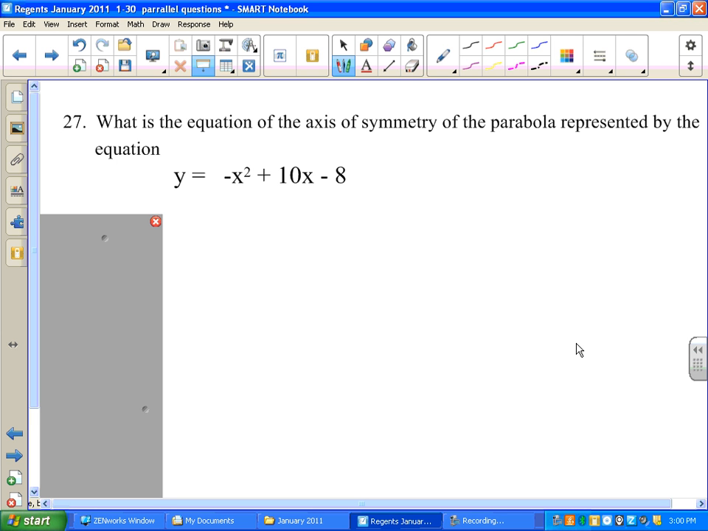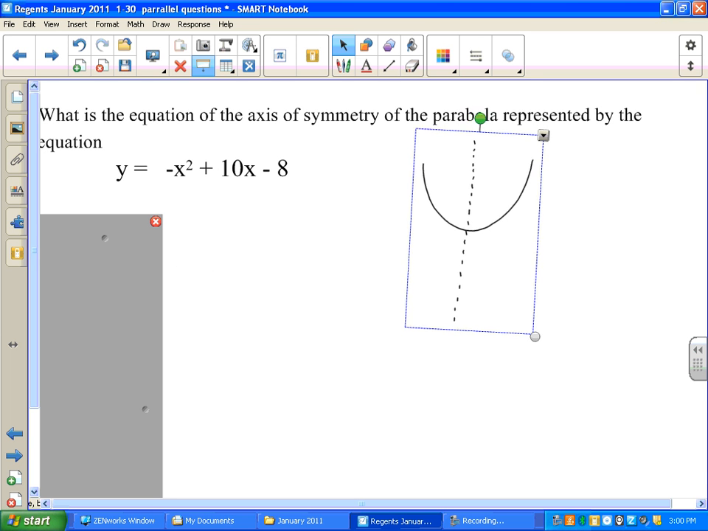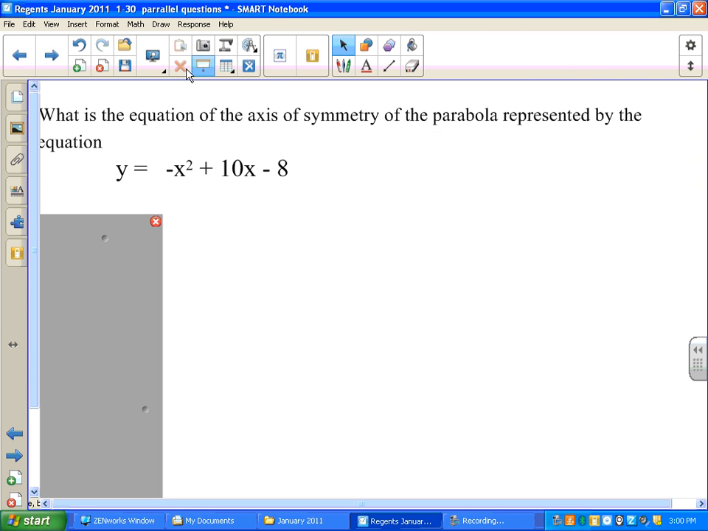What is the equation of the axis of symmetry of the parabola represented by this equation? There are 2 ways to do it. If you graph it on a graphing calculator, you can see that the axis of symmetry cuts the parabola in half. However, sometimes the Regents will give you a parabola that you can't see on the graphing calculator. This parabola happens to be opening up down just because it's a negative x squared. So we have to know the equation for the axis of symmetry.